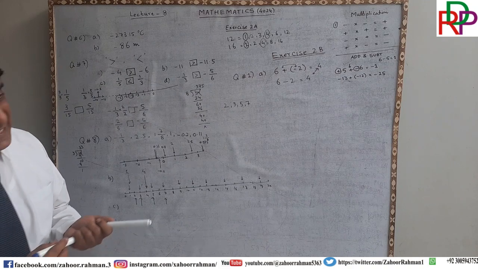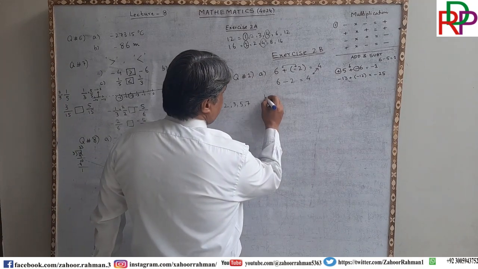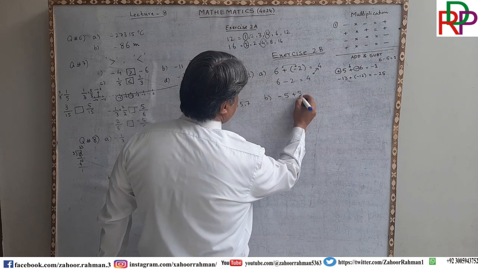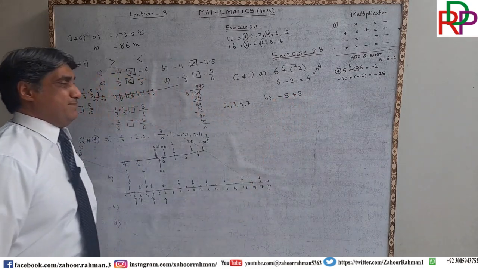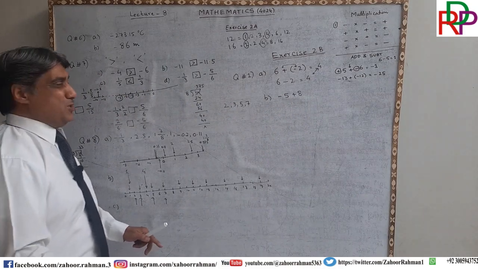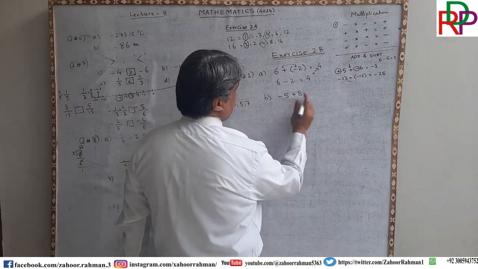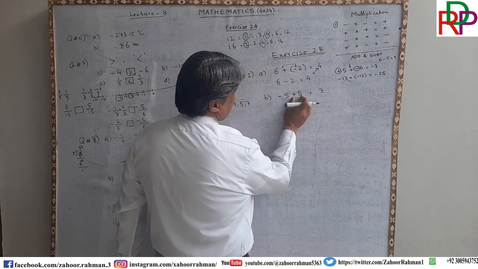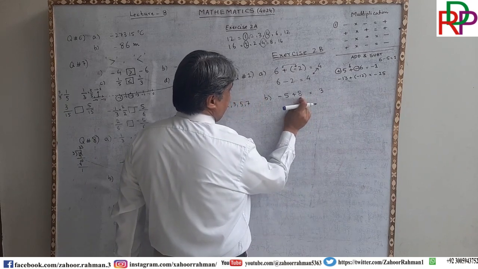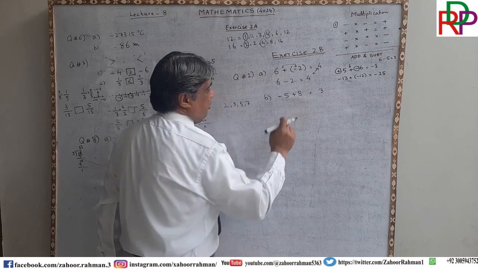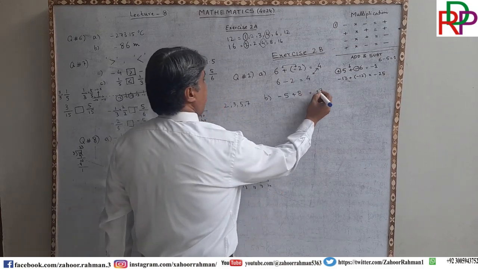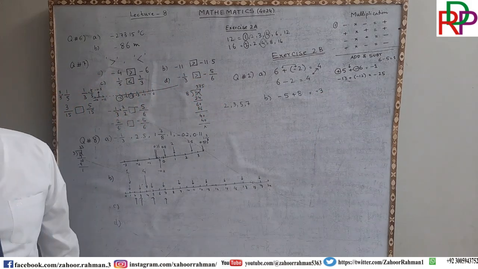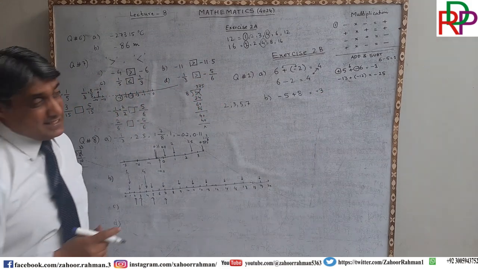The B part is saying -5 plus 8. Because these are different symbols, from the larger number you have to subtract the smaller number, that is 3. Again the larger number is 8, and with that 8 we have a positive symbol, so we write positive 3. If you write it or not, the answer will be the same.